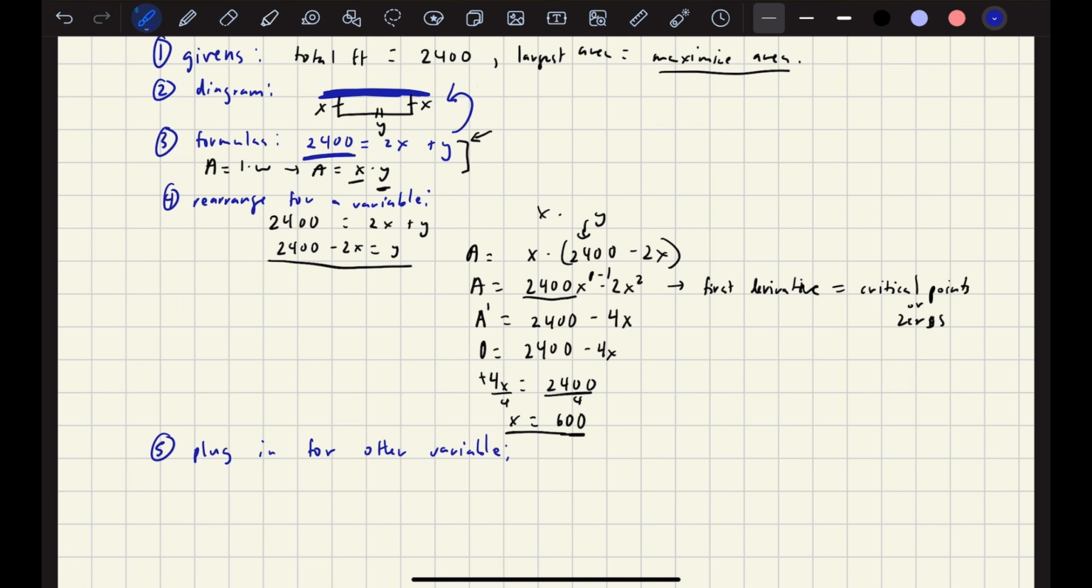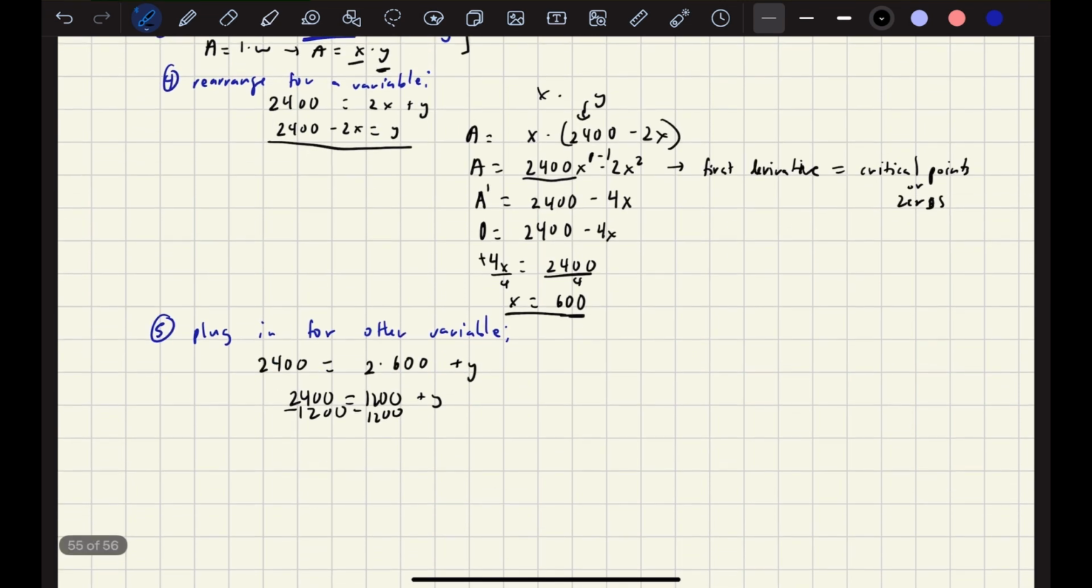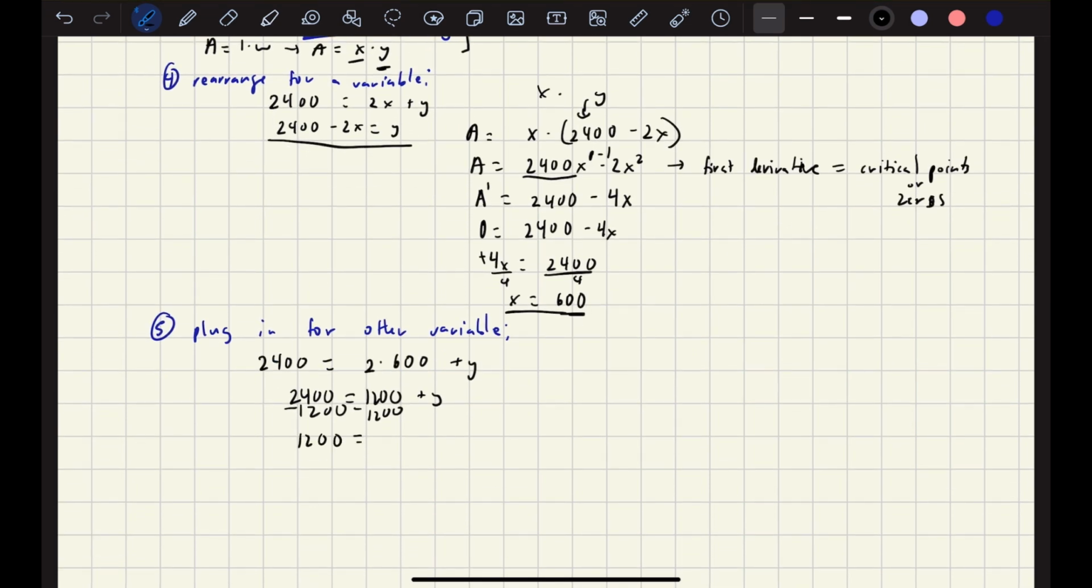This can vary from question to question because sometimes it's only going to ask you for one dimension, sometimes it'll ask you for both, sometimes it'll ask you for the area or the surface area or the volume. So now we're going to figure out the other value. So 2,400 equals 2 times 600. We solved for that. Plus y. So this is going to be 1,200 plus y, 2,400 minus 1,200 is going to be 1,200 is equal to y.